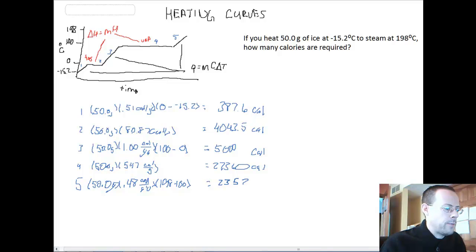So we get an answer of 2,352 calories. Alright, and our last step is simply adding all these up. Alright? And notice they're all positive. If we are adding heat, it's obviously going to be endothermic because that thing is absorbing the heat, so everything is going to be positive.